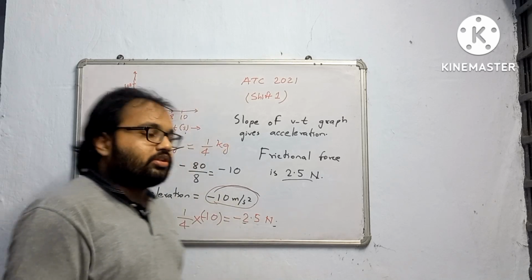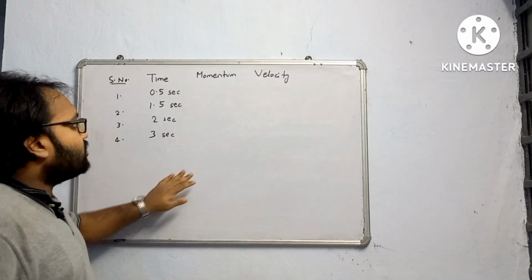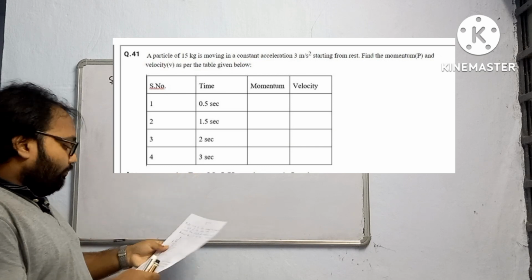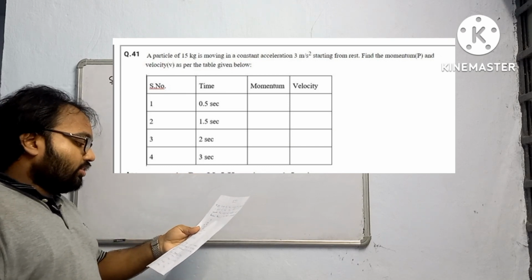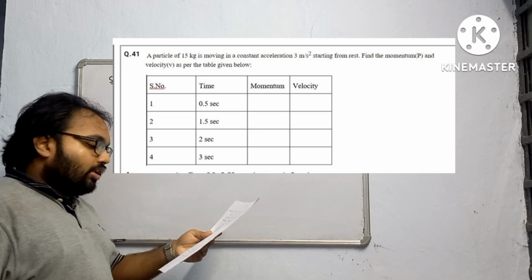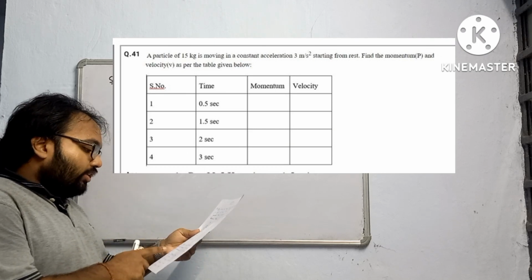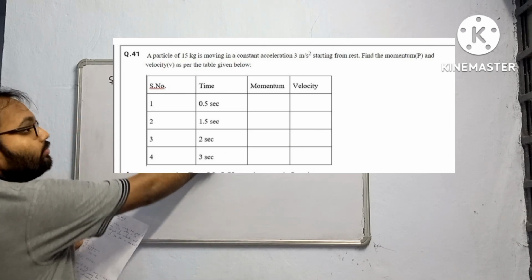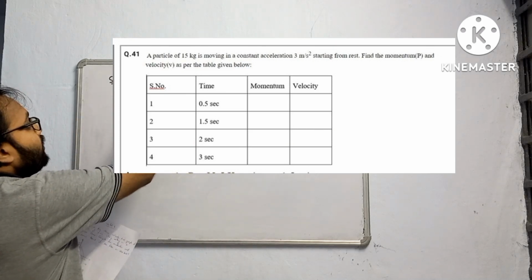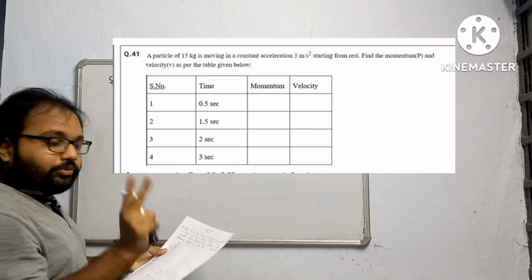Moving to the next question. The next question, as you can see, says a particle of 15 kg is moving with constant acceleration of 3 meter per second square starting from rest. Find the momentum and velocity v as per the table given below. This table has serial number, time, momentum and velocity. We have to find both things.